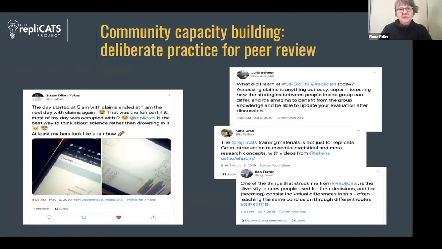And one thing we've noticed over the course of the workshops that we have run during this project is that there is a real capacity building aspect to this, that this process that we've developed not only elicits predictions about replicability, but is functioning essentially as deliberate practice for peer review. So particularly our early career researchers have felt benefits from this and have returned to our workshops a number of times for this kind of training in peer review, the ability to get feedback and calibrate their assessments against other people's.